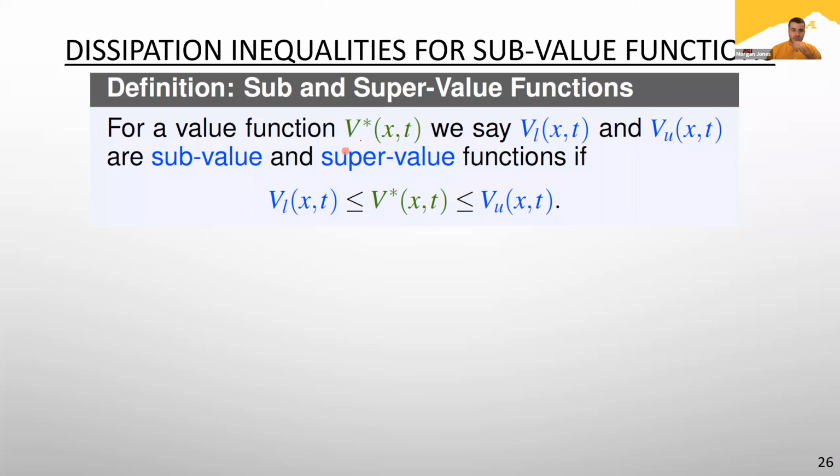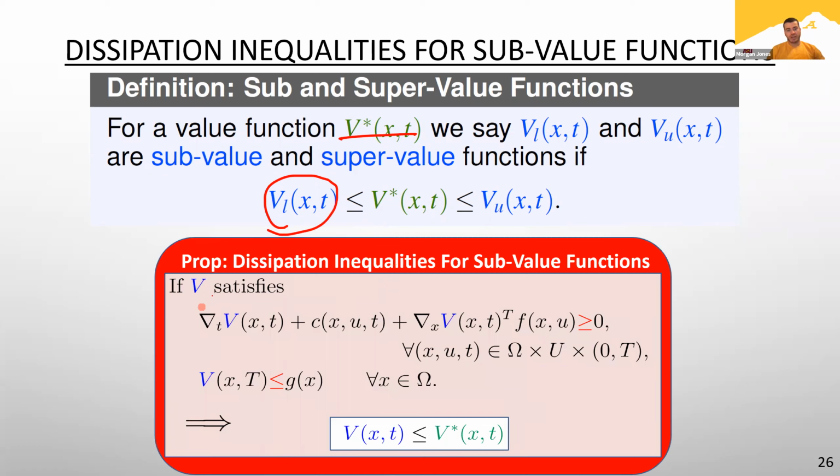So if V star is some value function, we're interested in approximating it. We're interested in approximations that are uniformly less than or equal to the value function. First, we note that it can be shown that if V satisfies these two linear dissipation inequalities, then V must be uniformly less than or equal to the value function corresponding to the problem with vector field F.